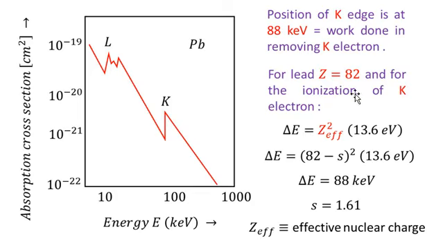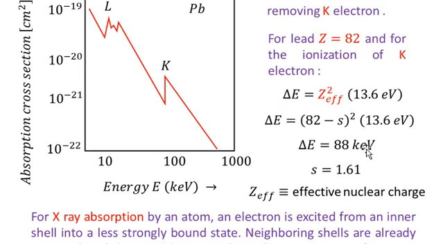For lead, Z is equal to 82, and for the ionization of the K electron we have this relationship: delta E is equal to Z effective square multiplied by 13.6 electron volt, where 13.6 electron volt is the energy required to ionize a hydrogen electron. You multiply that by Z effective square to find the energy required to ionize the K electron, or an electron from the K shell.